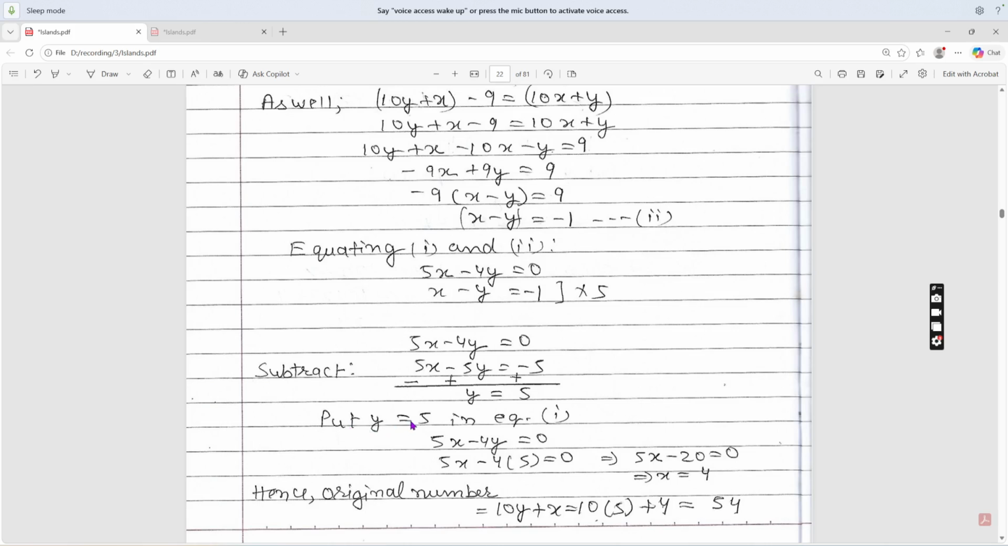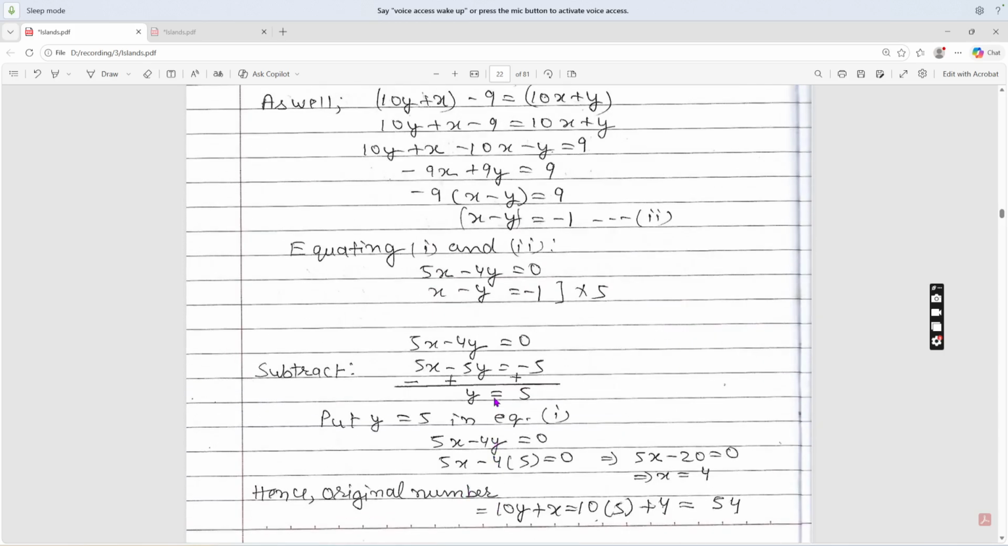Now we put y is equal to 5 in equation 1. What is the first equation? 5x minus 4y is equal to 0, means 5x minus 4 into 5. 4 into 5 is 20. So 5x minus 20 is equal to 0. So 5x is equal to 0 plus 20. So 5x is equal to 20 and x is equal to 20 upon 5, that is equal to 4. All these steps I have mentioned here. So the original number would be 54. How? 10y plus x is the original number. The value of y is 5 and the value of x is 4. So 10 into 5 is 50 plus 4, that is 54. That is the original number.